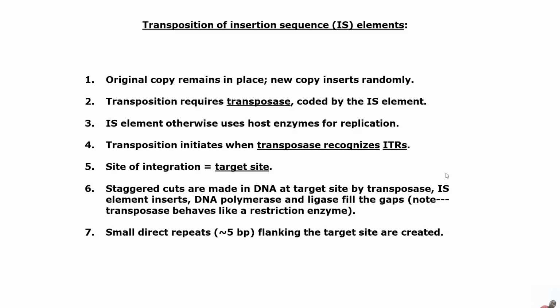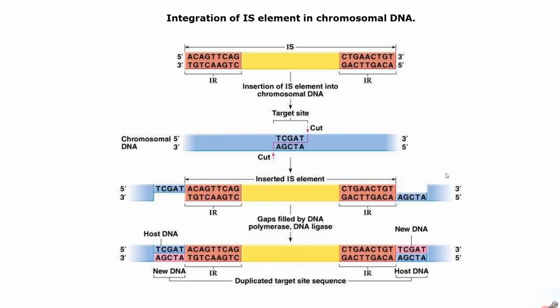The IS element inserts, and DNA polymerase and ligase fill the gaps. Transposase behaves like a restriction enzyme. So, small direct repeats flanking the target site are created. This is the integration of an IS element in chromosomal DNA.